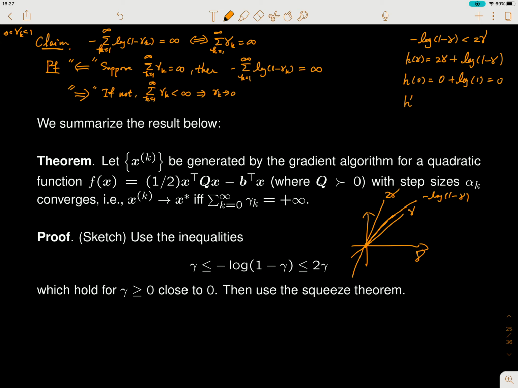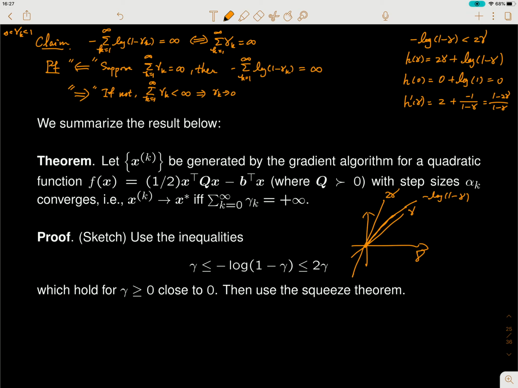On the other hand, for h prime of gamma, I take the derivative with respect to gamma. I will have 2, similar to before, minus 1 over 1 minus gamma. And when I combine the two, I will have 1 minus gamma in the denominator, and in the numerator I have 2 minus 2 gamma minus 1, which is 1 minus 2 gamma.